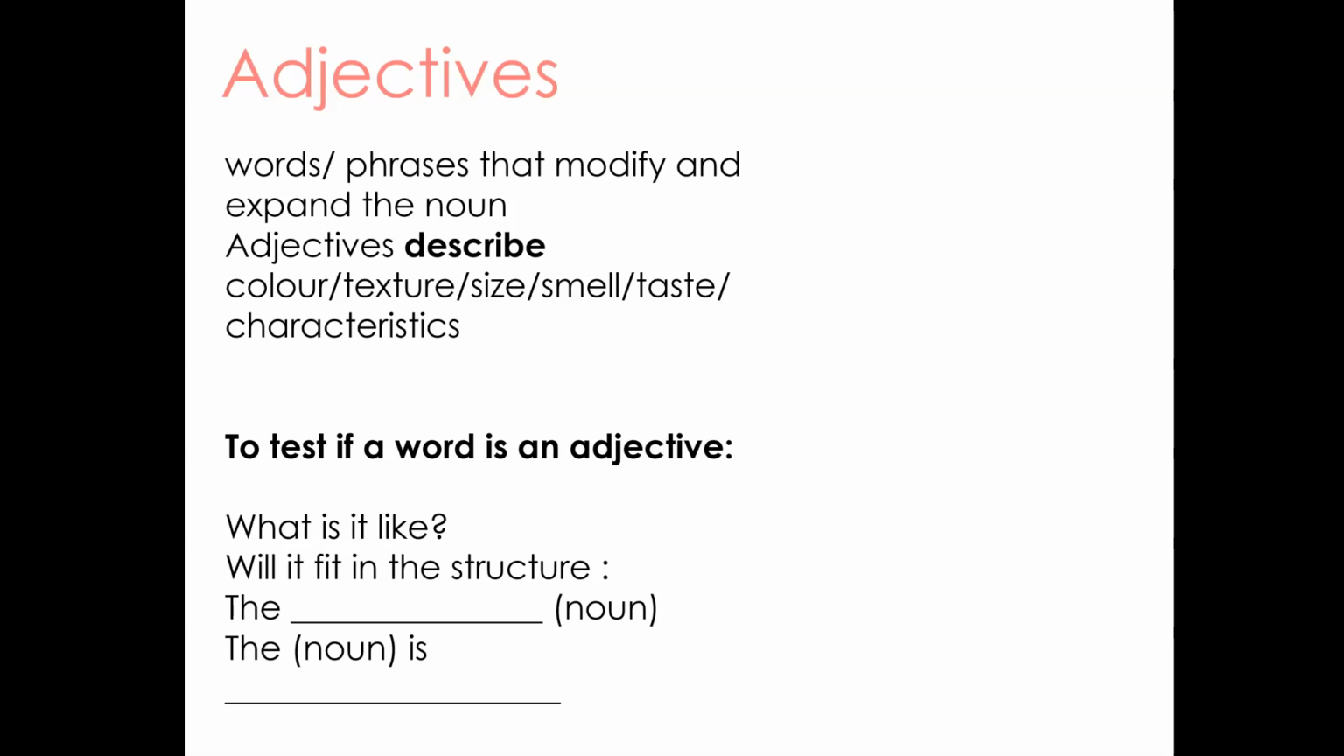A good way to test if a word is an adjective is to ask, what is it like? And then you can see, will it fit in the following structures? So, what is it like? Okay, it is, let's pick a colour first. It is a blue jumper. It is a fluffy jumper. Okay, and I can test and fit it into this structure. So the noun is X. Okay, in this case, let's use my pet here. The dog is black. The dog is scruffy.